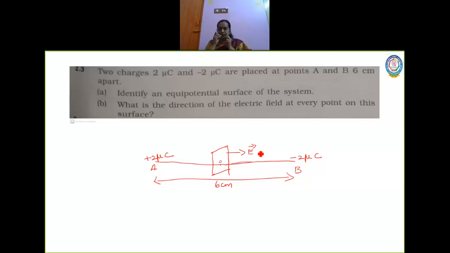The direction of electric field is normal to the plane. What is the direction of electric field? It is from A to B, that is, from positive charge to negative charge. It's a very simple problem. Because I took equipotential surface, I wanted to discuss this problem with you children.